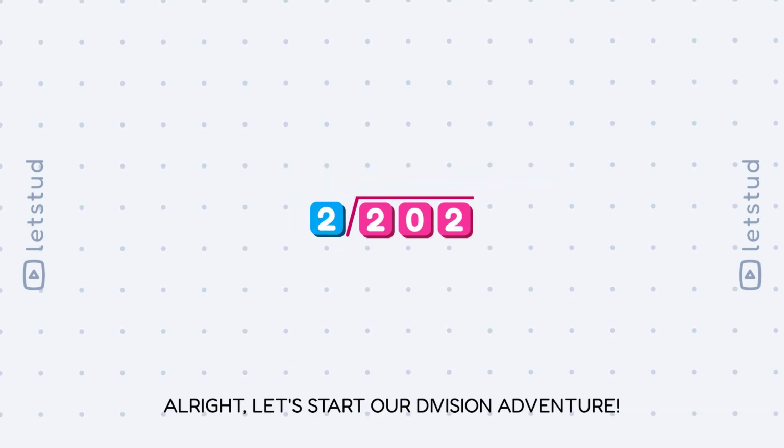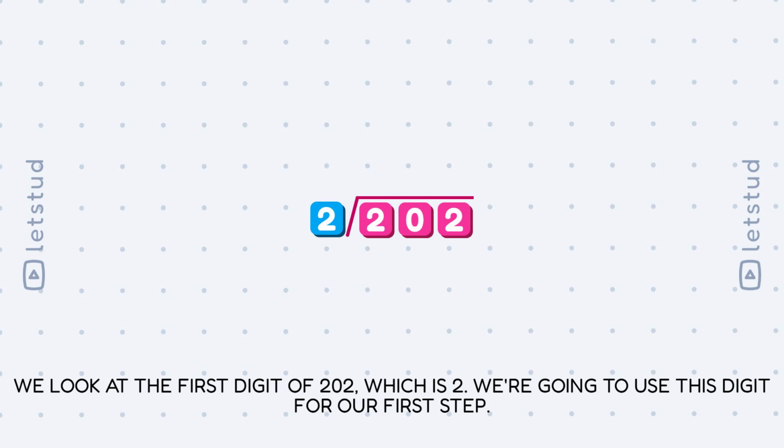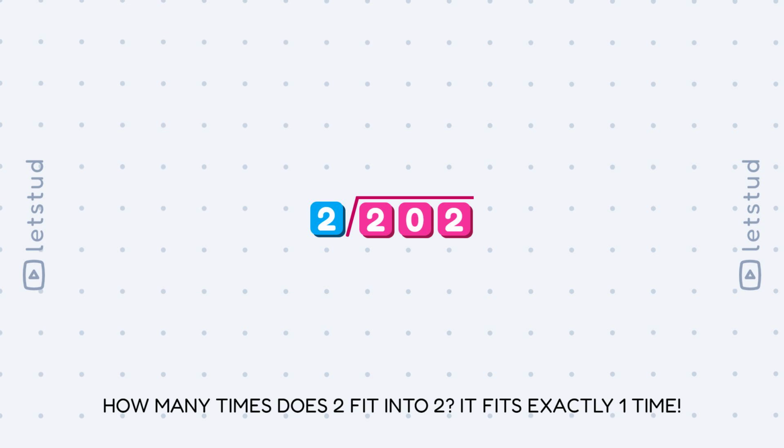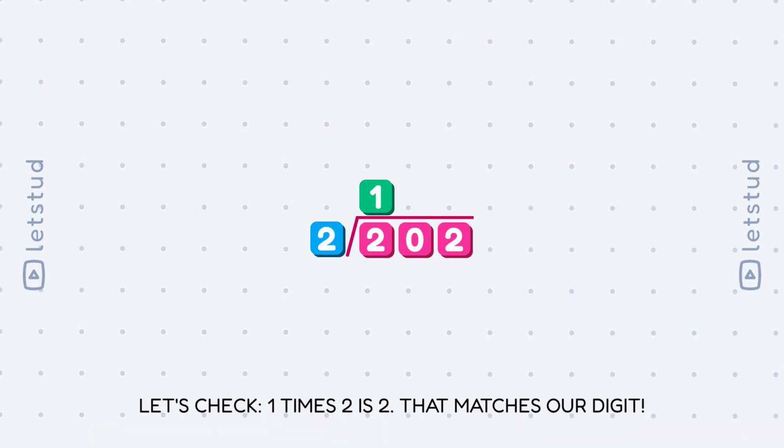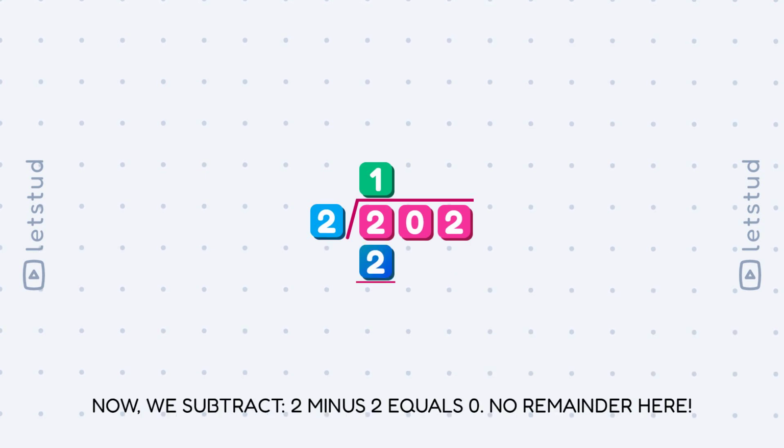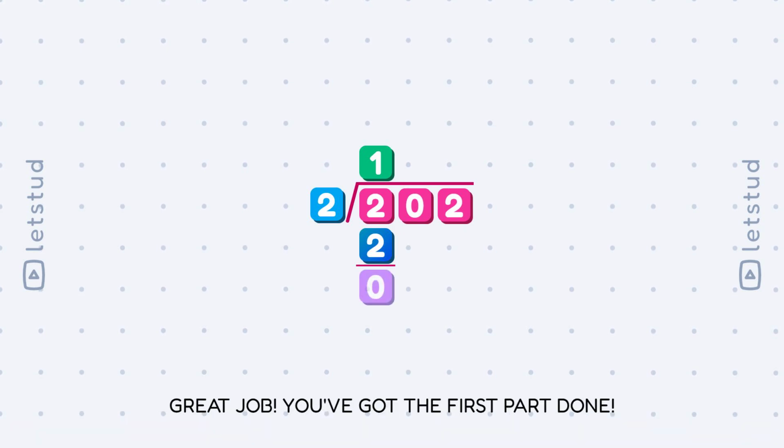Alright, let's start our division adventure. We look at the first digit of 202, which is 2. We're going to use this digit for our first step. How many times does 2 fit into 2? It fits exactly 1 time. Let's check: 1 times 2 is 2. That matches our digit. Now we subtract: 2 minus 2 equals 0. No remainder here. Great job, you've got the first part done.